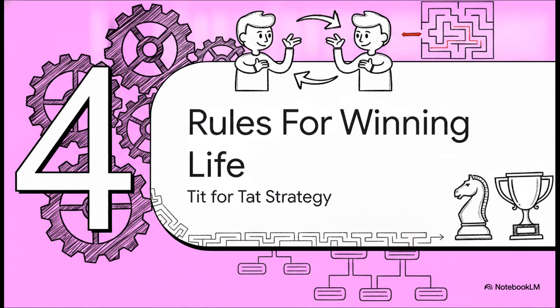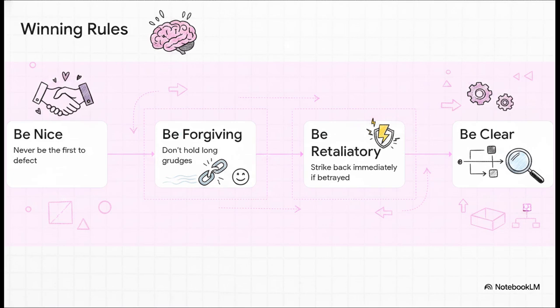Section 4. Rules for winning life. This brings us to exactly which code completely conquered the tournament, and more importantly, how it applies to you. So, the wildly successful winner was actually the remarkably simple tit for tat code. By analyzing all that data, Axelrod proved that establishing a pattern of trust while flat out refusing to be a pushover is the ultimate evolutionary strategy.